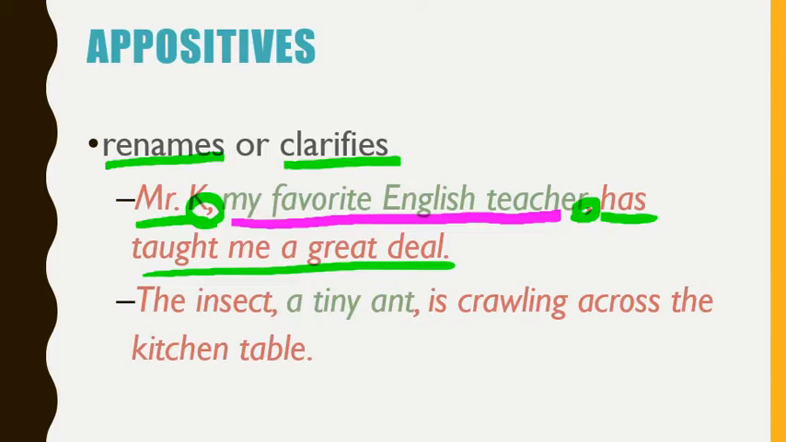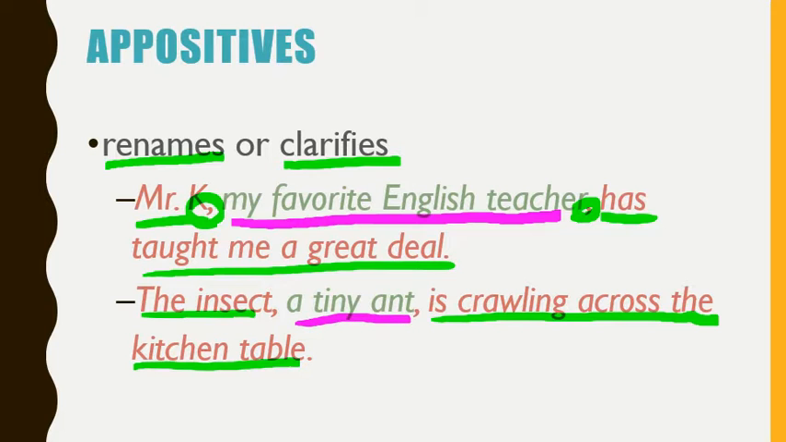So the next sentence could be, the insect is crawling across the kitchen table, and the insect is a tiny ant. So, the insect, a tiny ant, is crawling across the kitchen table. When you're speaking, you have to pause at those commas, so in order to force that to happen, you have to make sure to write those commas in that position, front and back, to signal that you have an appositive here, a tiny ant, to explain who this insect is.